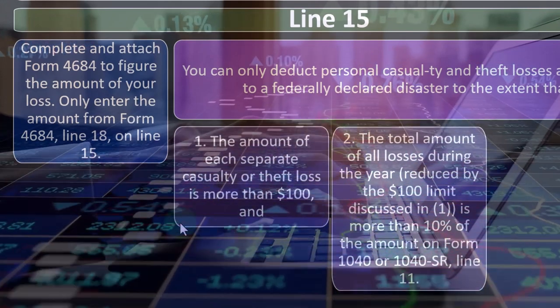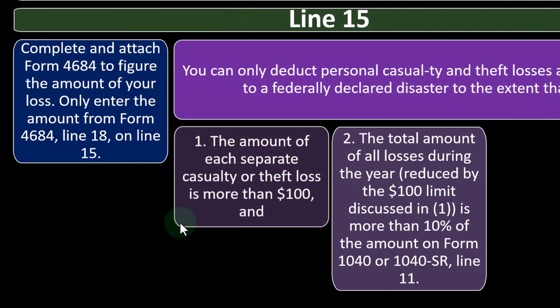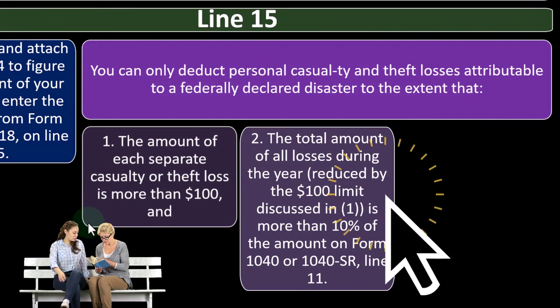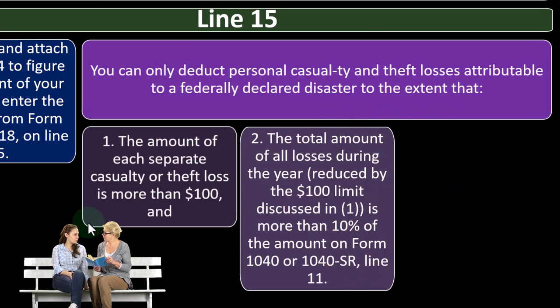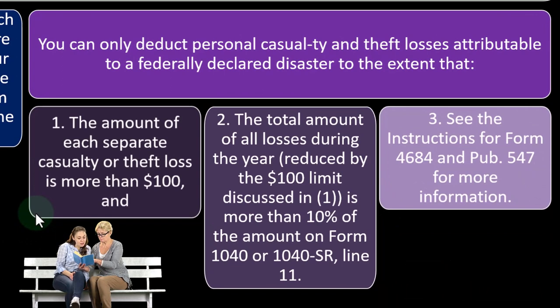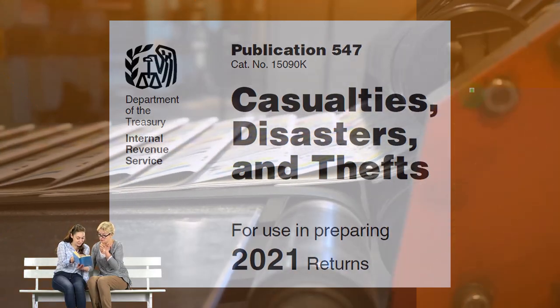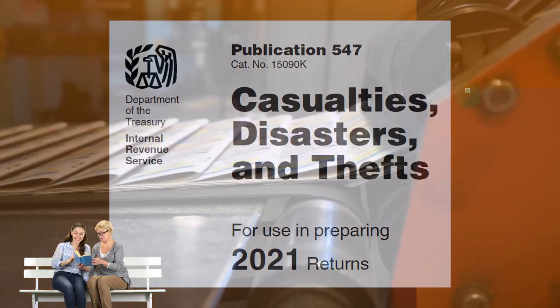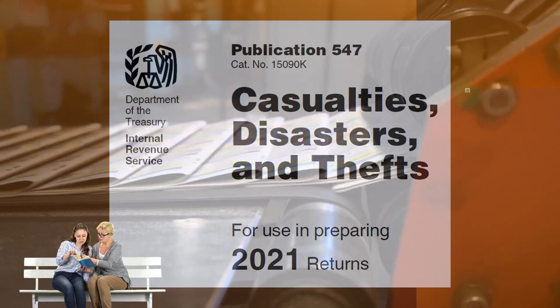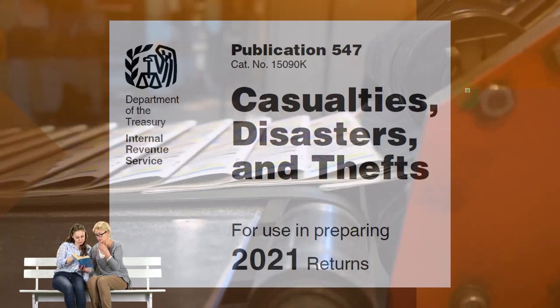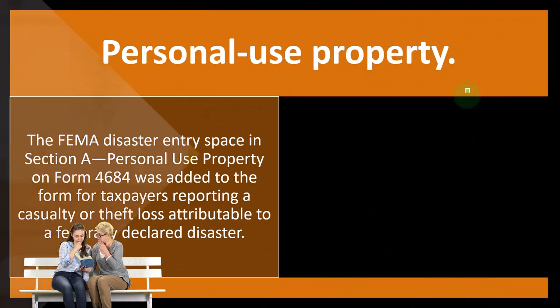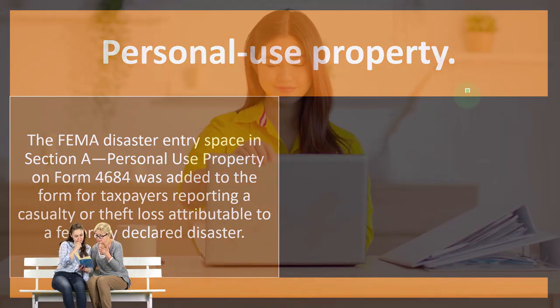Two, the total amount of all losses during the year, reduced by the $100 limit discussed in one, is more than 10% of the amount on Form 1040 or 1040-SR line 11, which I believe is the AGI. And three, see the instructions for Form 4684 and Publication 547 for more information. This is Publication 547, Casualties, Disasters, and Thefts for the year 2021, but this is the most current revision I can find at this point on the IRS website, irs.gov.